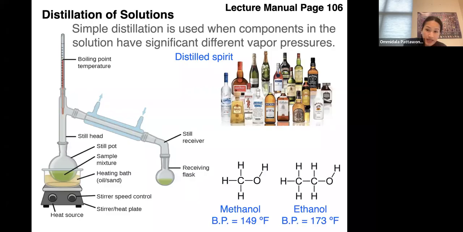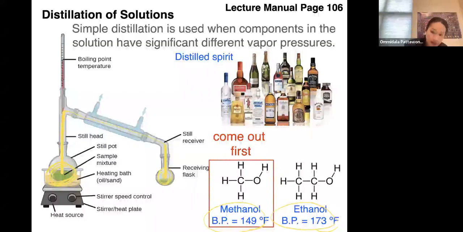An example of a simple distillation application is distilled spirits. For example, if you want to separate methanol from ethanol, you are going to use the idea of their different vapor pressure or boiling point. Methanol has a lower boiling point than ethanol. So when the mixture that contains both is heated, methanol is going to boil first, condense and come out first, leaving the ethanol behind.